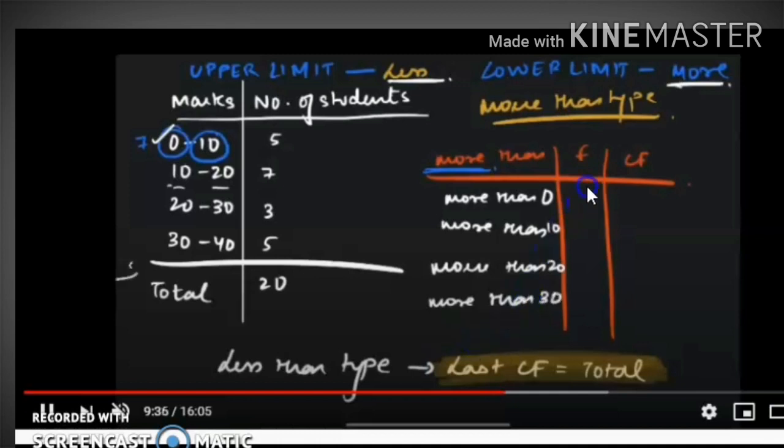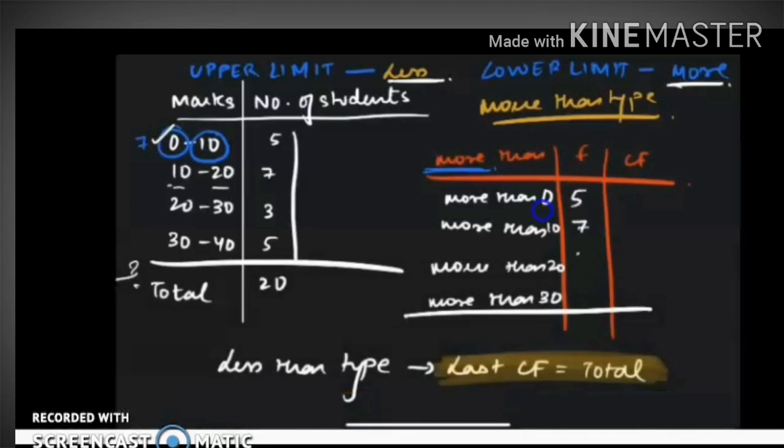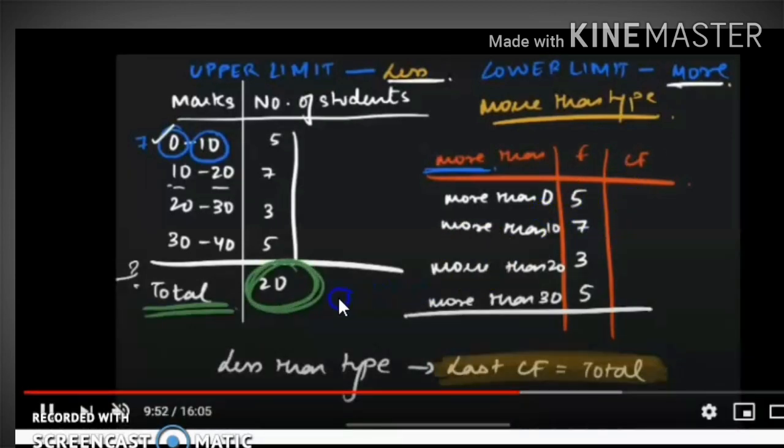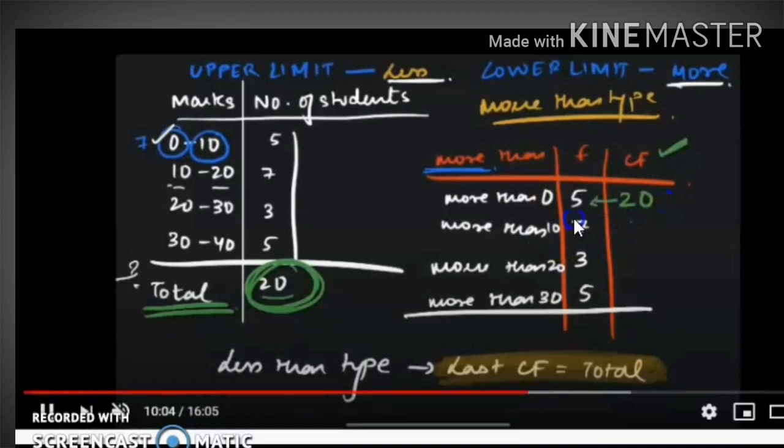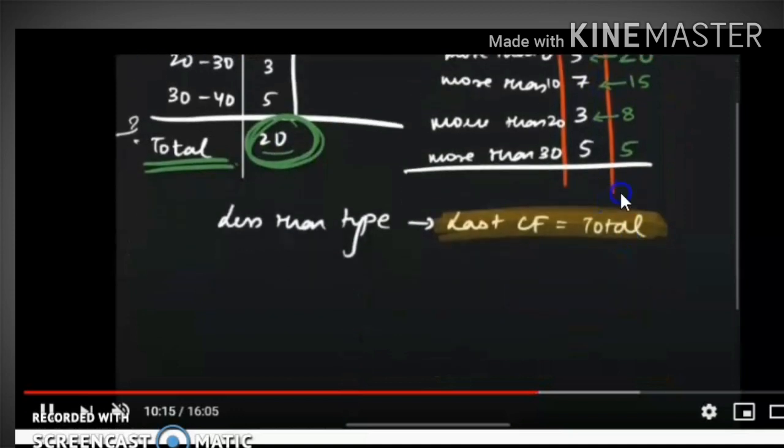Next you will be writing the frequency as such. The frequencies are 5, 7, 3, 5. So next, how will you find this CF? In more than CF, first you have to write the total, that's 20. From this 20 you will be subtracting each frequency. So here 20 minus 5 is 15. Next 15 minus 7 is 8. 8 minus 3 is 5. So you will be getting 5.